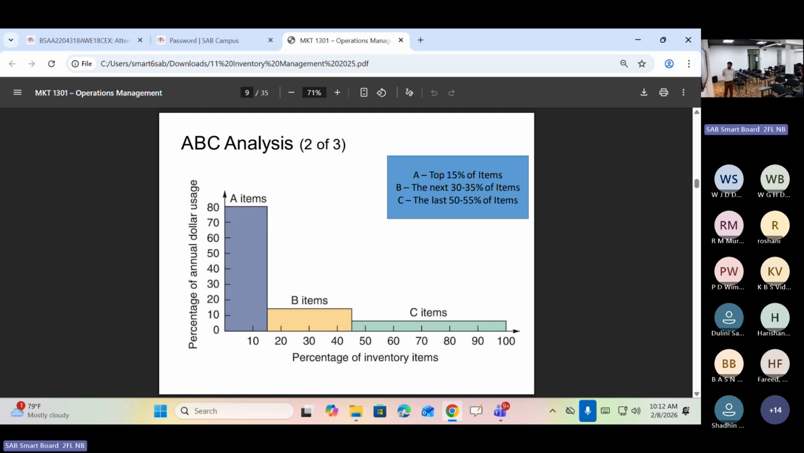Class A, highly expensive items: out of the total value of inventories, 80% comes from A items, but in terms of items, it could be less than 50% of items. Class B, around 10 to 15% of the value of total inventory, but in terms of items, 30 to 35%. The remaining is under class C.